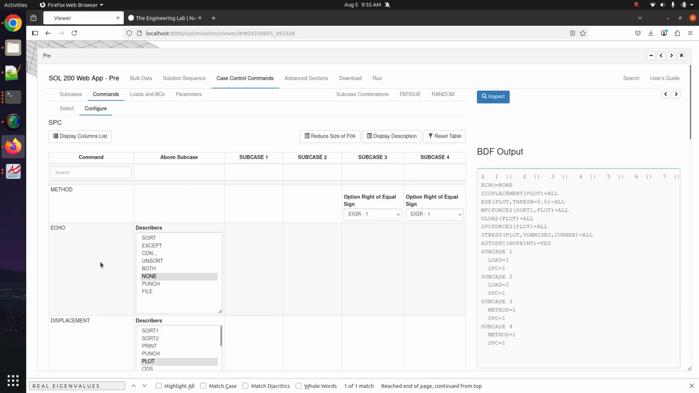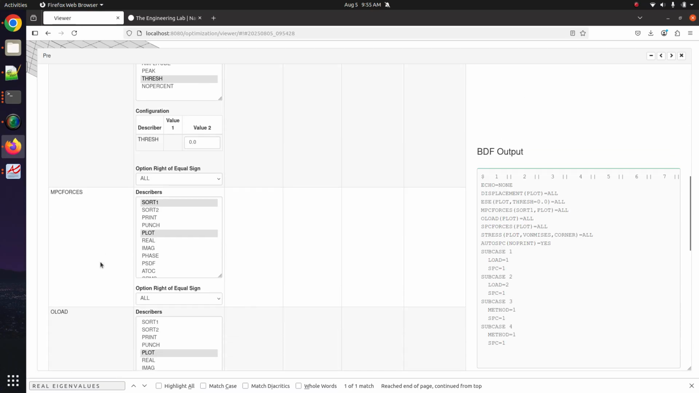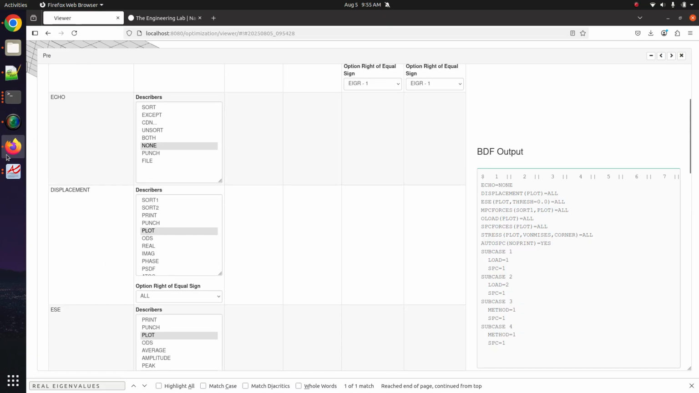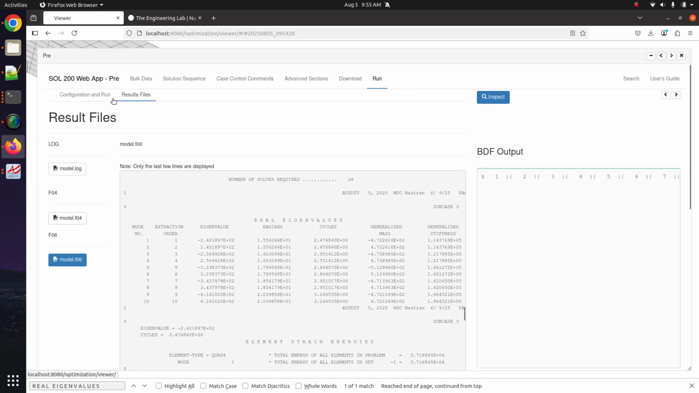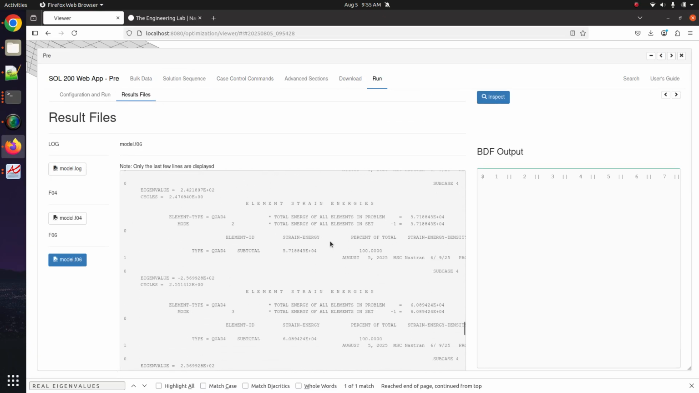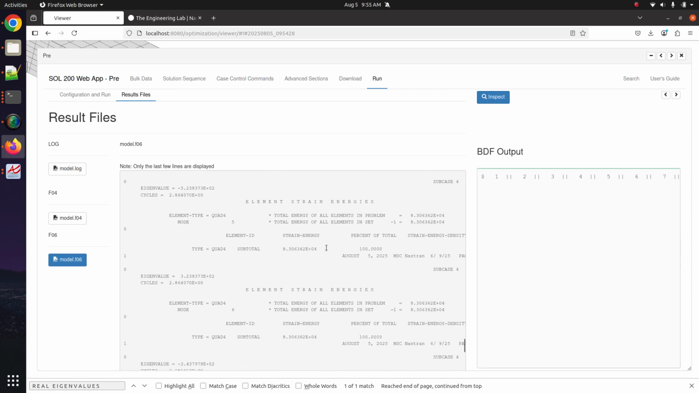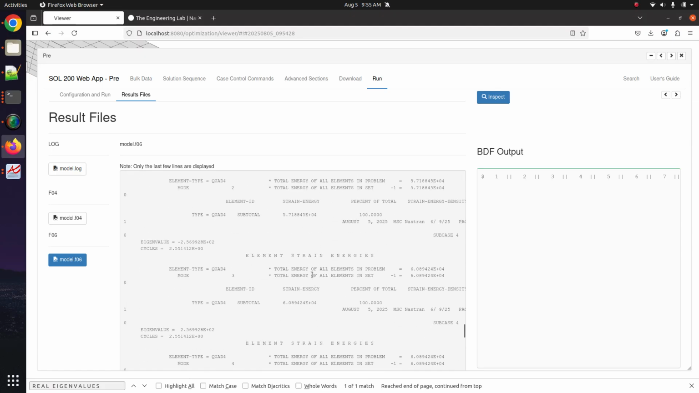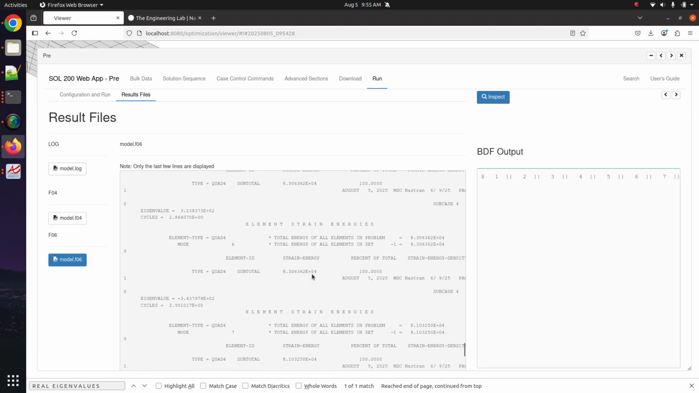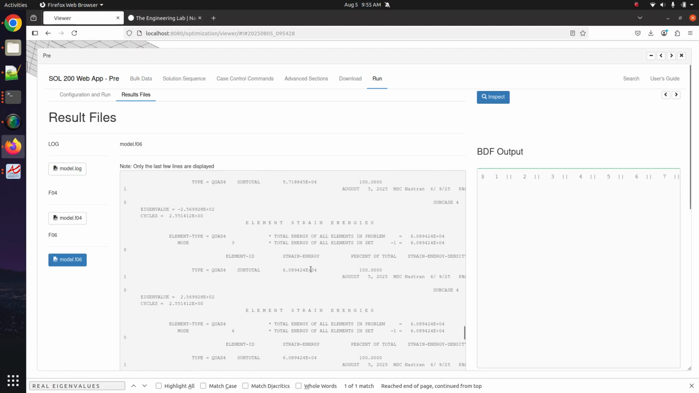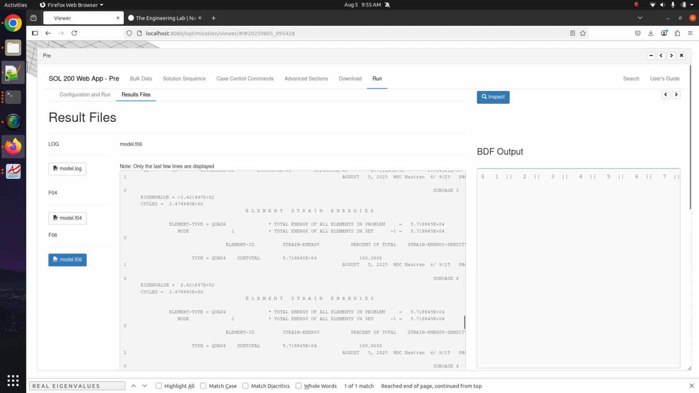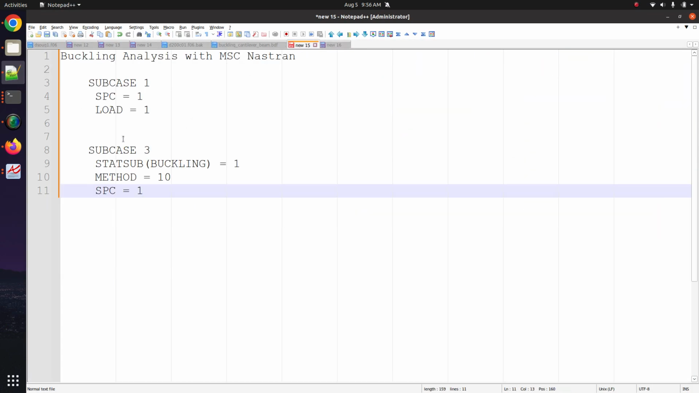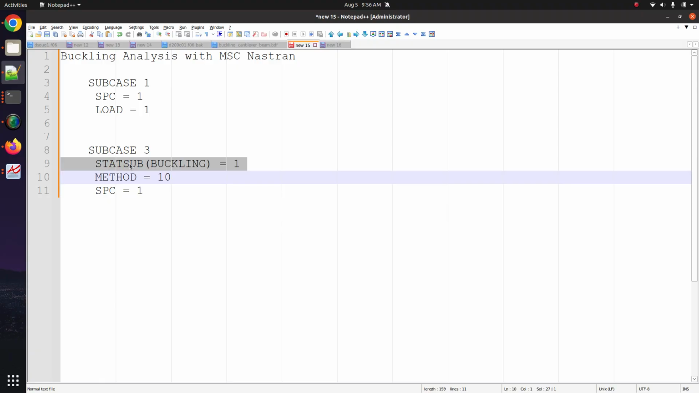I think I forgot to do something here. I forgot to turn on one very important thing, the STATSUB command. Let me look here and look at what the eigenvalues are for subcase 4. I believe they're the same. Subcase 3 and 4. Oh, okay. Yeah, there's a big mistake here. I forgot to include the STATSUB command. So that would be this command here.